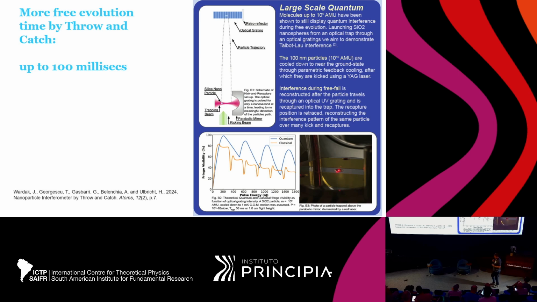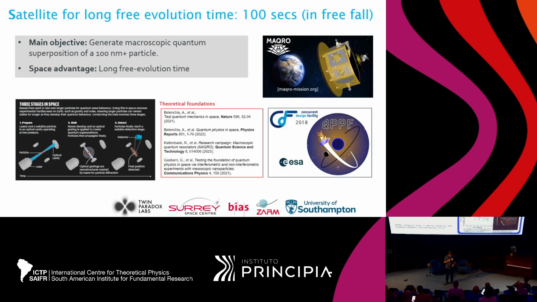So, I maybe should say that we're experimentalists. We are patient to some extent, but we're not super patient. So we always look for things where we can achieve something faster and easier. So here's a scheme or an idea for how to extend free evolution times to something like 100 seconds. And that's on a satellite.